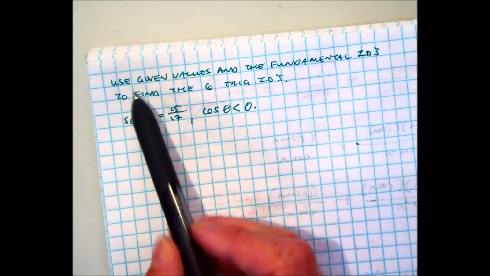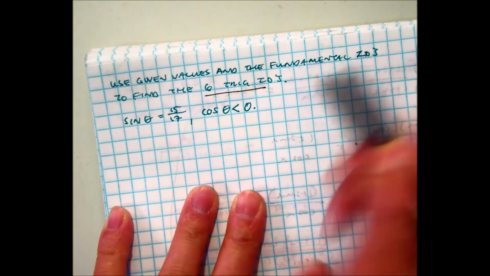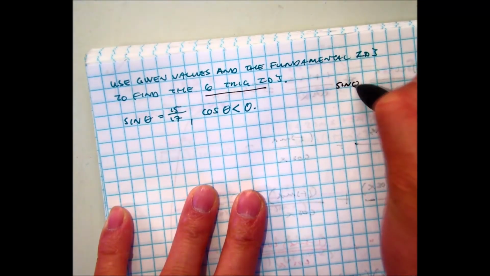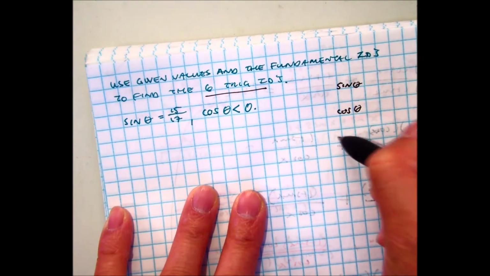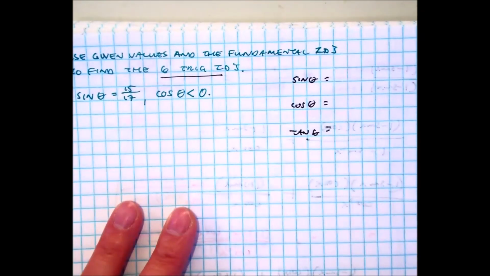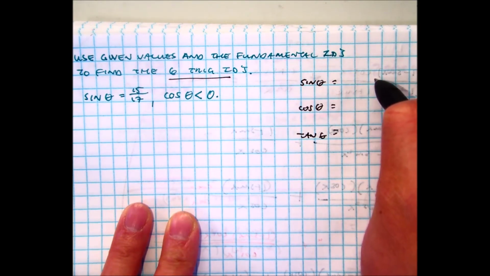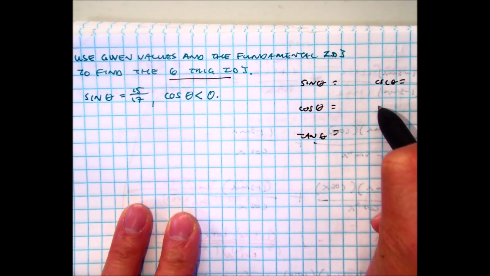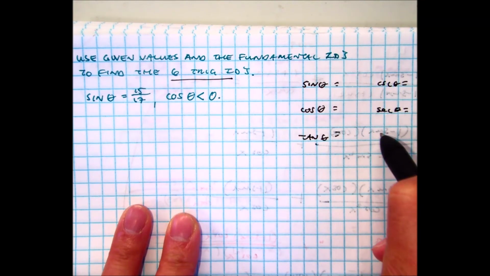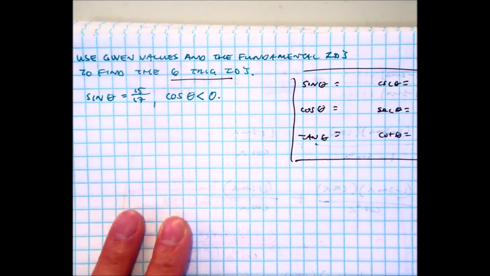So this problem says use given values and the fundamental identities to find the 6 trig IDs. So the 6 trig identities are sine, cosine, tangent, and then I can use the reciprocal identities to get these. What's the reciprocal of sine? Cosecant, cosine, and tangent. So this is what I need to find.